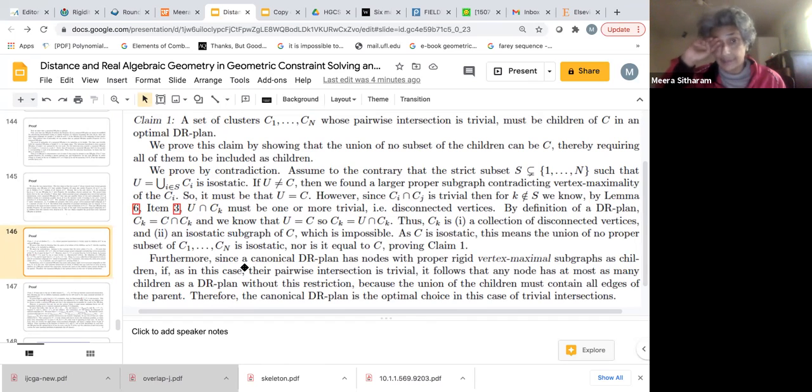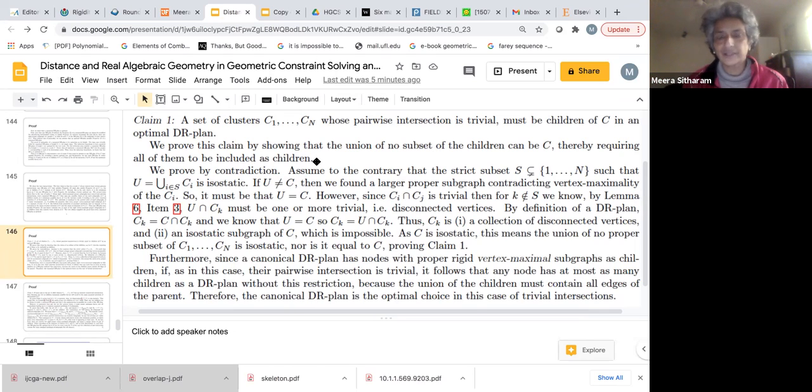So to show that, the union of no subset of the children can be C, thereby requiring all of them to be included as children. Okay, so remember that for any DR plan, the union of the children has to be the parent. So if we can show that for any proper subset of them, their union cannot be C, then it must be that they must all be included. Okay. So we prove this by contradiction.